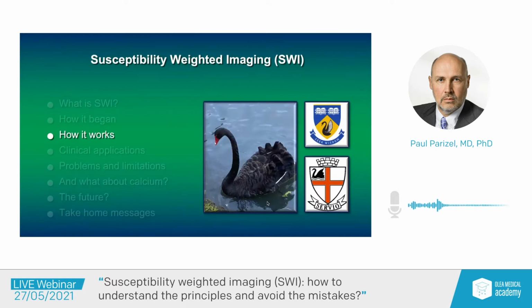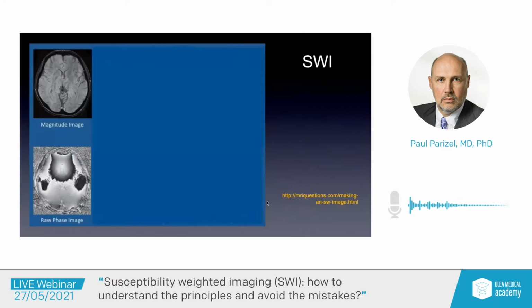So how does this work? I've already shown you a sequence diagram, but we should remember, and I must tell you that these images are taken from the website MRI Questions, how to make an SWI image. So in a gradient echo sequence, you can get both magnitude and raw phase images. These raw phase images are never represented. You will never find them in your PACS system because, as you can see, they are prone to artifact.